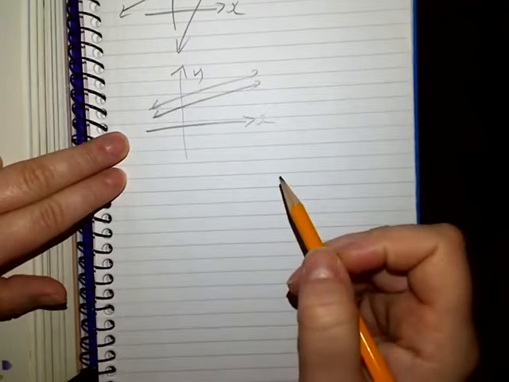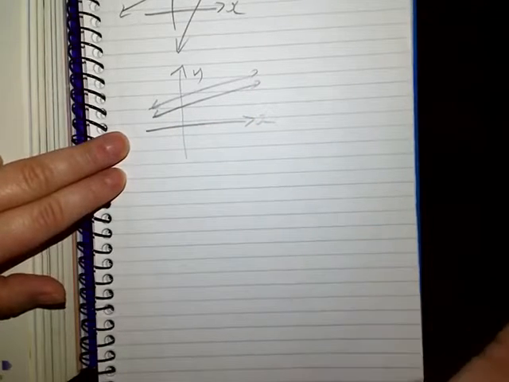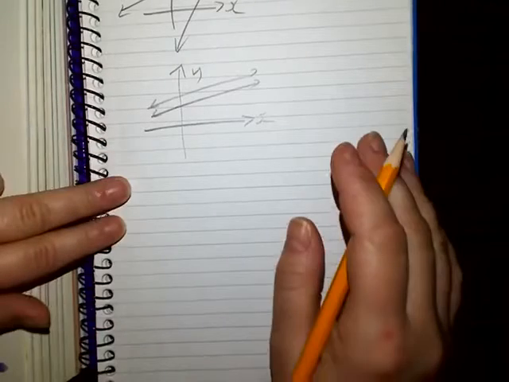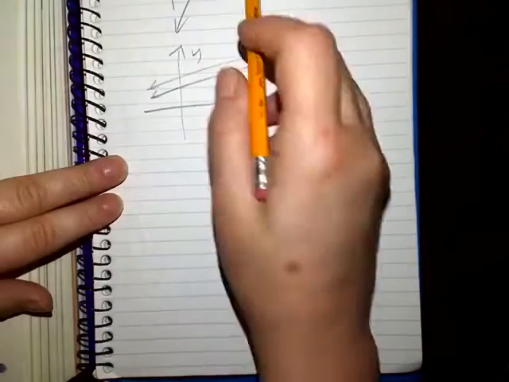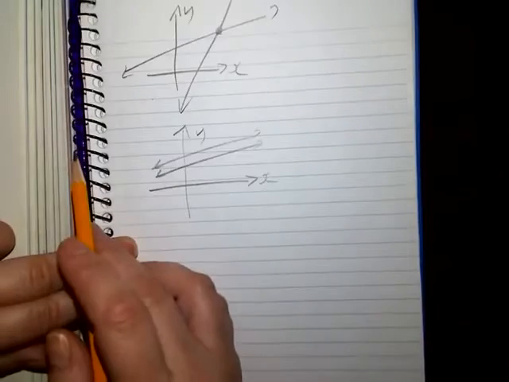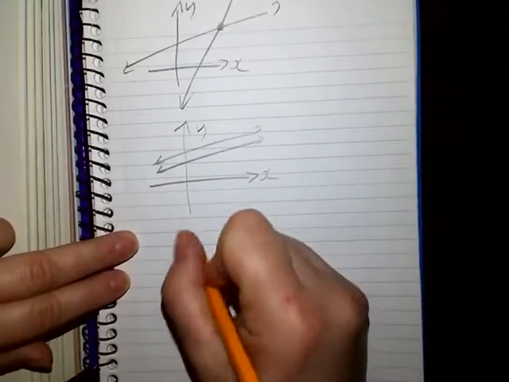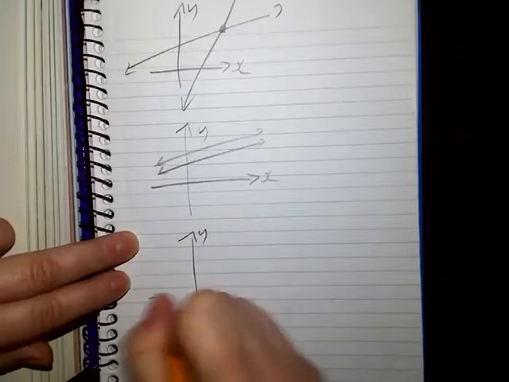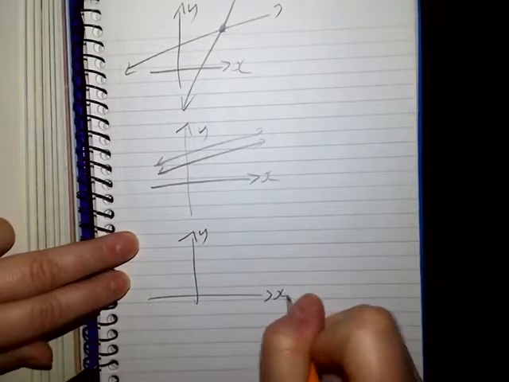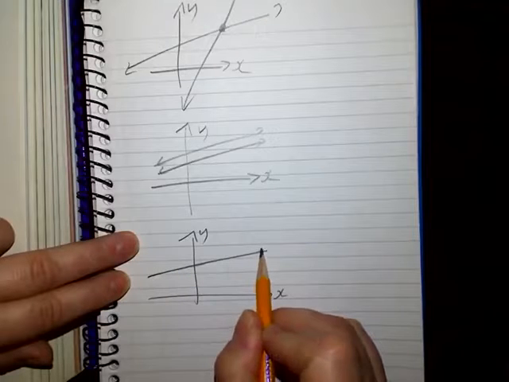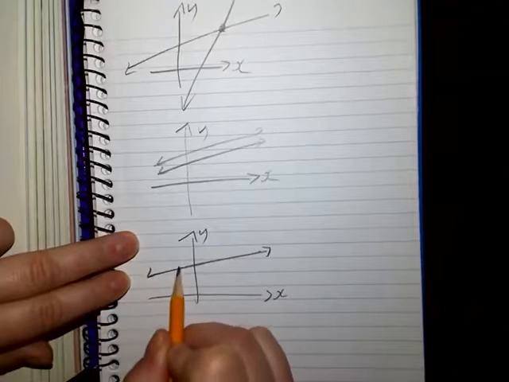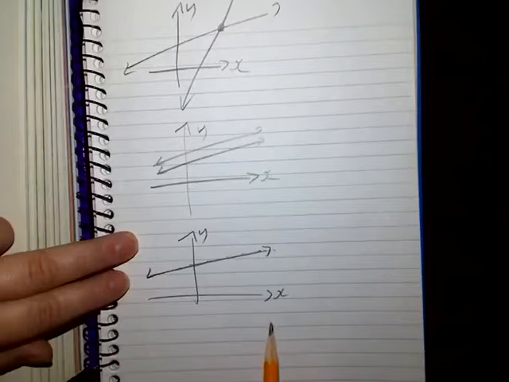So they're not going to have a solution, because the solution means where do they meet, or that they meet. So no solution means they don't meet. One solution means they meet at one point, and many solutions means that you have two lines, but they're really the same line, one right on top of the other. So they meet at an infinite number of points.